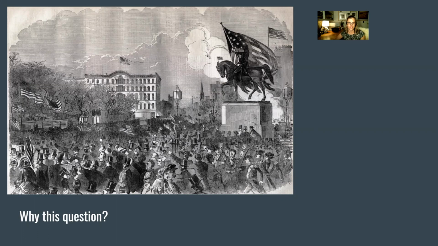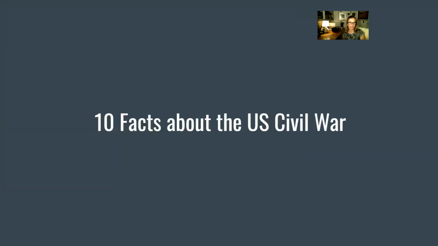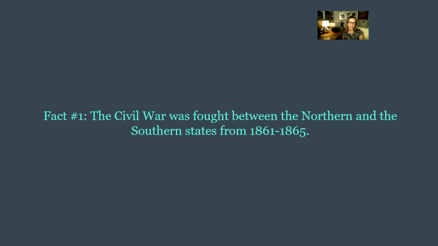So in today's discussion, my hope is that through the writing of Malvasi and Carrie, you'll be able to see that there are a couple different ways of looking at this question, but that you'll ultimately come to a central answer. But let's begin with just some general facts about the US Civil War. Fact number one, the Civil War was fought between the northern and southern states from 1861 to 1865.